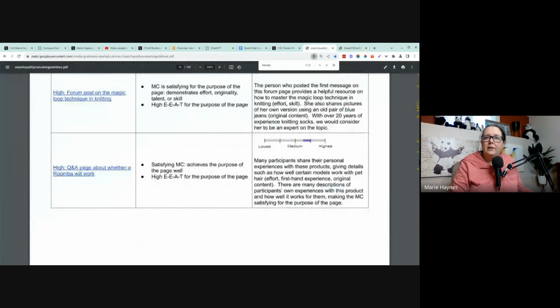High Q&A page about whether a Roomba will work. Many participants share their personal experiences, and that's something that I think Google really wants to reward, whether it's on forum pages or... my phone keeps going off every time I say Google.